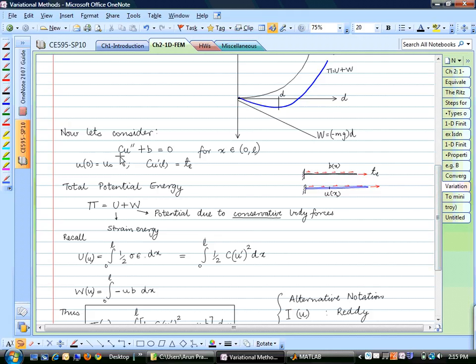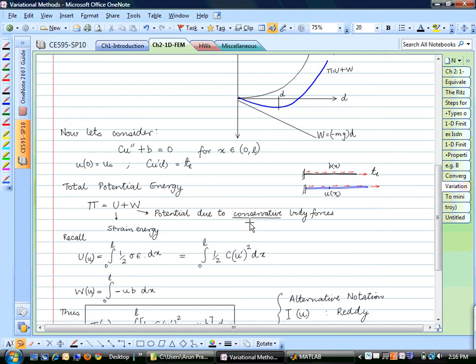The one-dimensional problem that we had was div s plus b is equal to 0, where if c is constant, then we will have c u double prime plus b equal to 0. So this is the problem that we are trying to solve. And if we try to write out the potential energy for this system, we can again write it as the internal strain energy plus the external potential energy due to body forces. It is important to note here that these body forces have to be conservative.